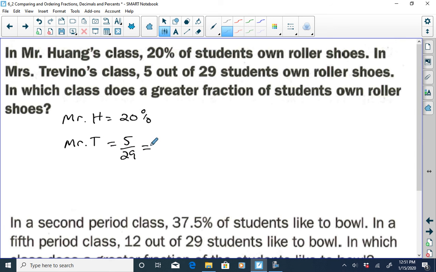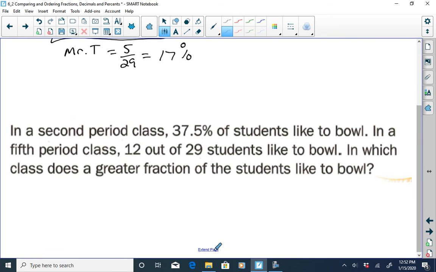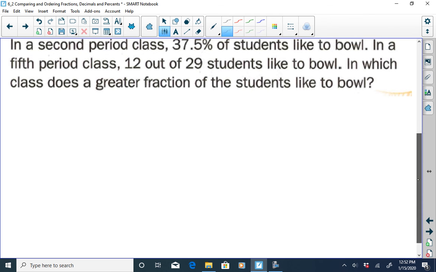Well, 5 out of 29 is a fraction with a denominator that's not a factor of 100. So here it's appropriate to use a calculator to divide 5 by 29 to get the decimal equivalent for 5 out of 29, and that's about 17%. So by using the division, we're able to see that the larger portion of students that own the roller shoes would be Mr. H's class at 20%. All right? Okay. Next example.